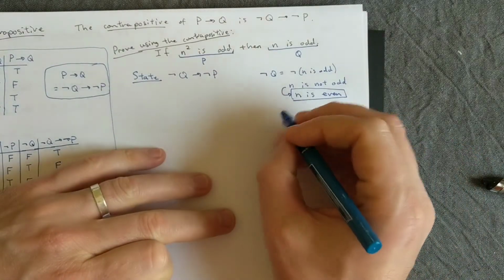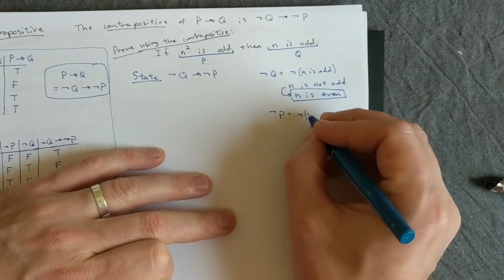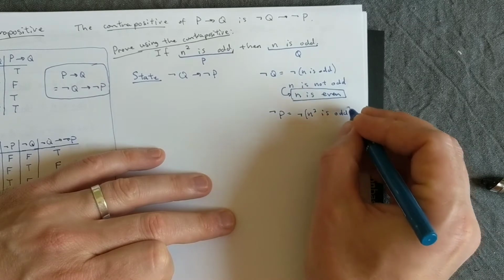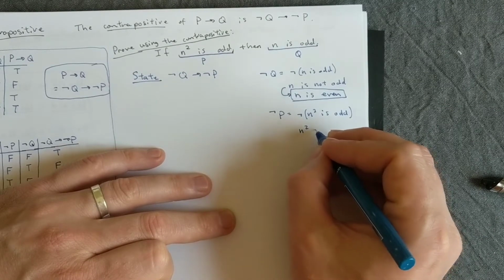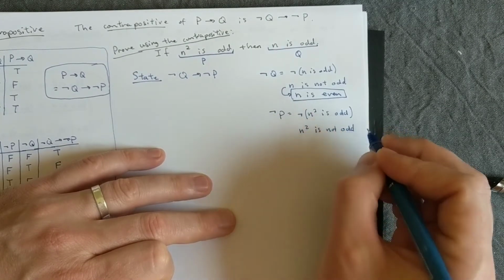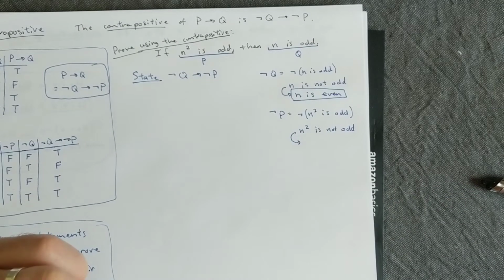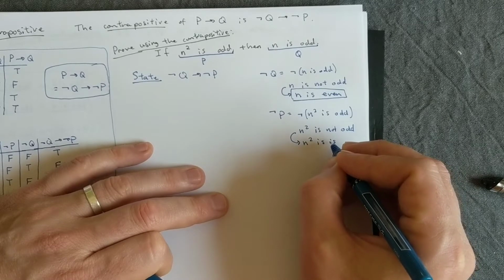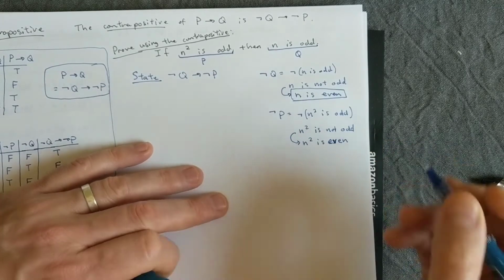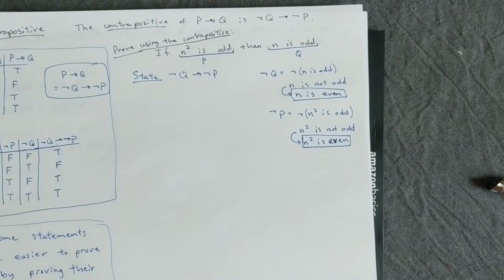And then we need to do the same thing for P. So let's write not P. And so not P is not n squared is odd. And of course, the same kind of thing's going to happen. If we said this in English, we'd say something like n squared is not odd. So that's equivalent. And then again, we use the fact that all non-odd numbers are even, and state this in a positive way, which is that n squared is even. Okay, and so this is a better statement to use for not P. It's also equivalent.